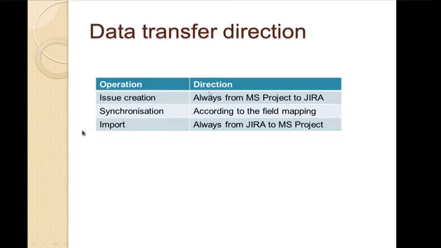So talking about the direction, when we create issues in JIRA based on Microsoft Project tasks, we ignore this direction because data always flows from Microsoft Project to JIRA when we create issues. And when it comes to the synchronization, the direction is taken into account because it defines how we copy the data. And when we import, we also disregard the direction because all the data goes from JIRA to Microsoft Project.